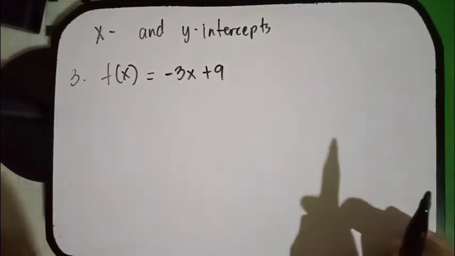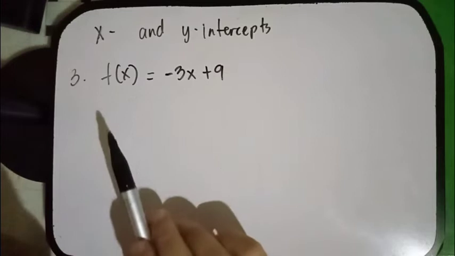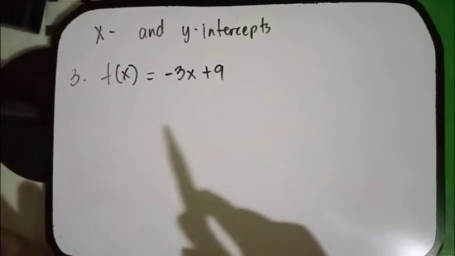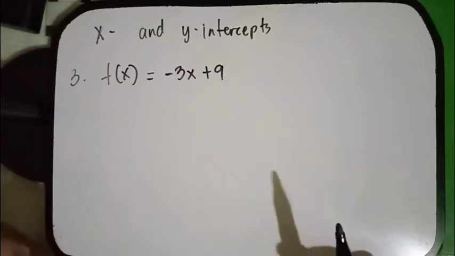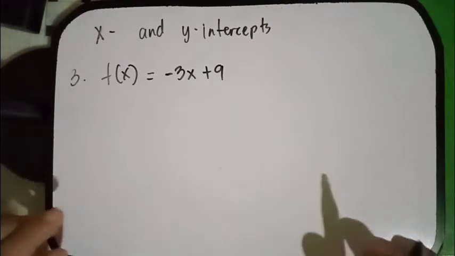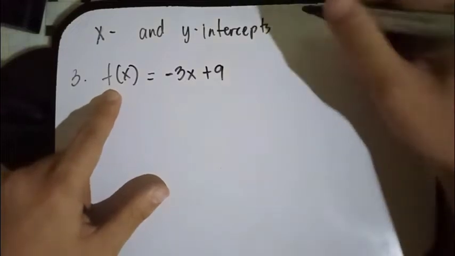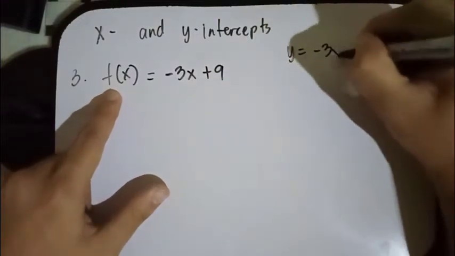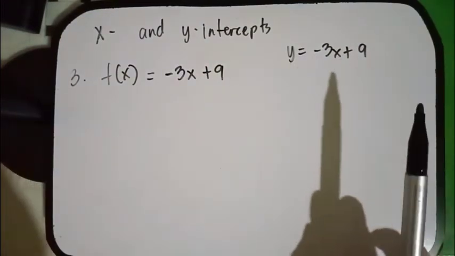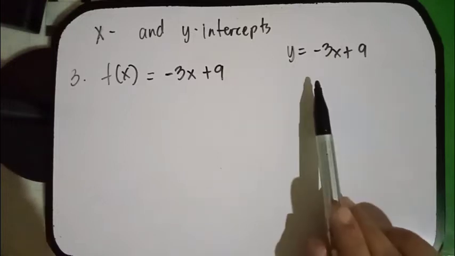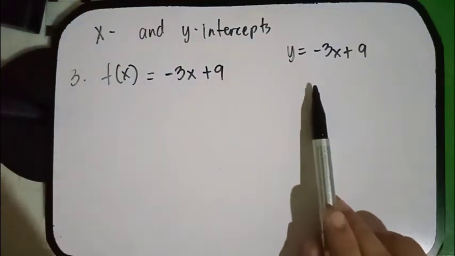So, recall natin, kapag kukuha tayo ng x-intercept ng equation, i-zero mo lang yung y. Pero kapag kukunin natin yung y-intercept, i-zero mo yung x. Okay? So, dahil naka f of x siya, this means papalitan muna natin ng y equals negative 3x plus 9. So, nasa linear equation siya in two variables. Okay? So, kunin muna natin yung x-intercept, no? Para makapag-proceed na tayo, no?